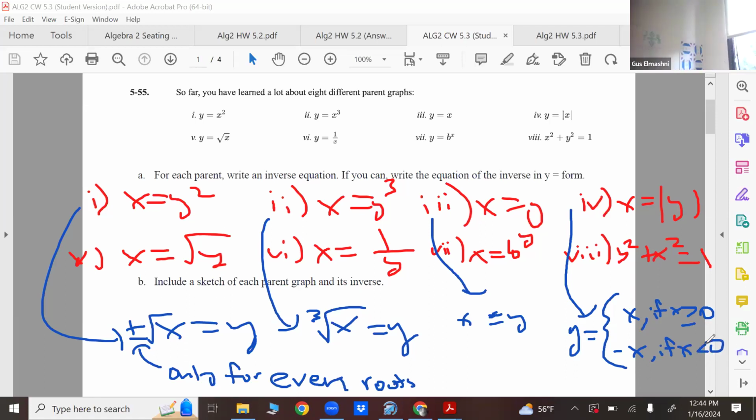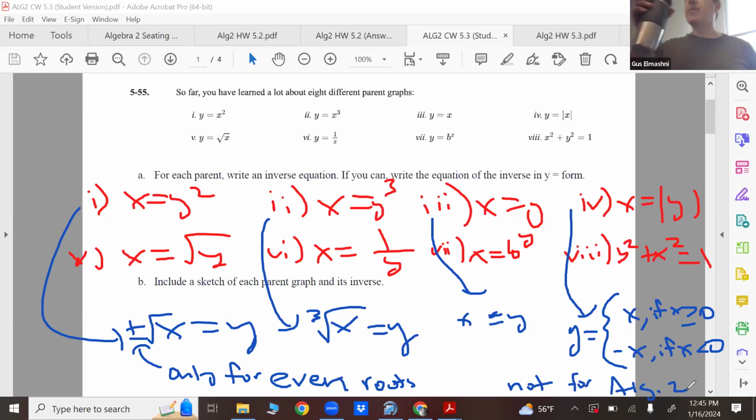It's called a piecewise function. I broke it into two pieces, right? y equals x and y equals negative x, right? So if x is greater than or equal to 0, if x is positive, it's just going to equal x. If x is negative, it's the negative part. So that's all. But I don't expect you guys to know that. That's not for algebra 2 just yet.